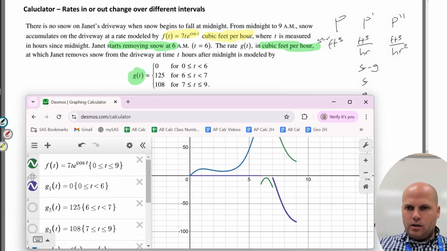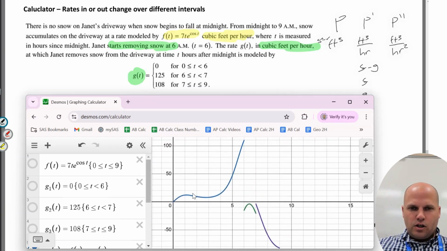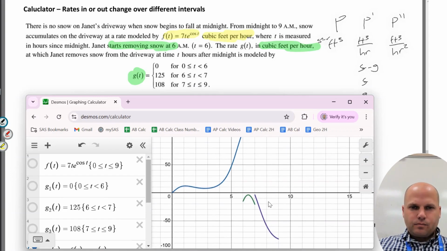I'm going to hide these, that way I can see the situation, the derivative. You can see snow is accumulating, so we're adding snow. And then Janet starts shoveling. We can see that the total cubic feet of snow is increasing, and then Janet starts shoveling, and the cubic feet of snow starts decreasing. Great.